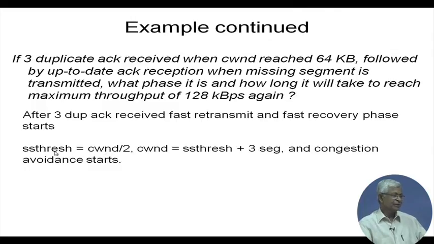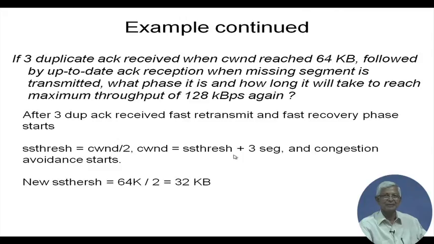Now, SS threshold is cwnd by 2 as per fast retransmit and fast recovery, and cwnd will be SS threshold plus 3 segments, because 3 duplicate ACKs were received. So, 3 segments are added, and congestion avoidance starts. Congestion avoidance starts because cwnd is more than SS threshold. It is the new SS threshold plus 3 segments. Since it is more, therefore it is a congestion avoidance phase.